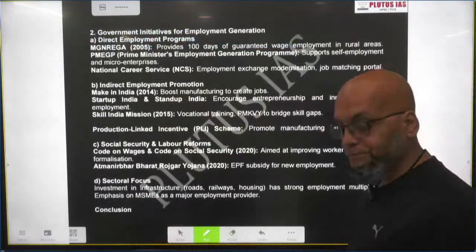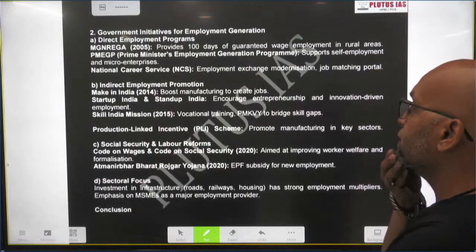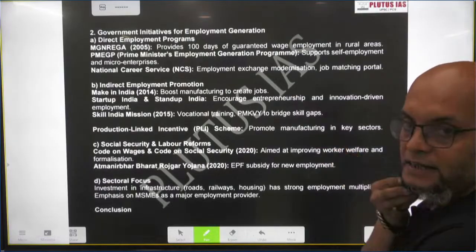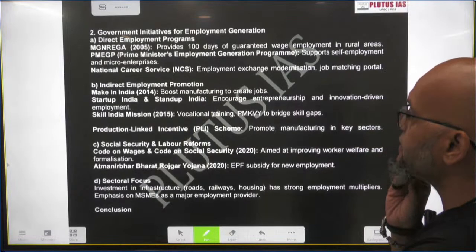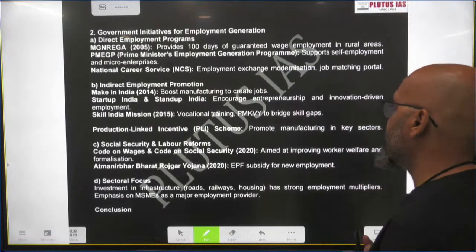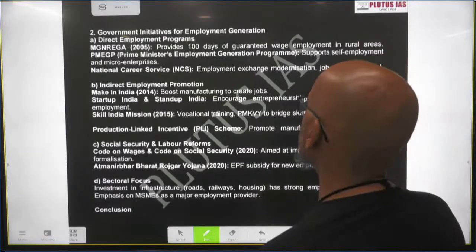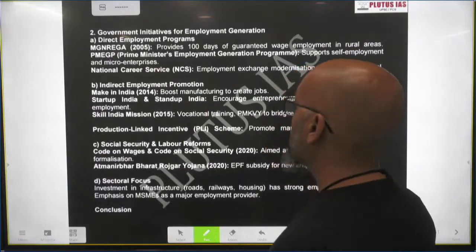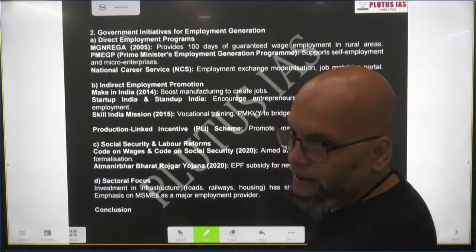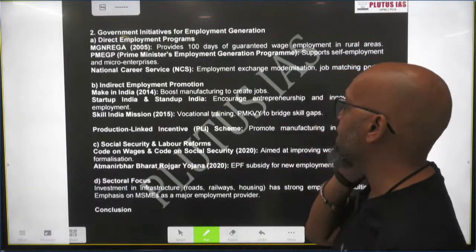Next, government initiatives for employment generation. Direct employment program: Manrega, as I told you, provides 100 days of guaranteed wage employment in rural areas. Then Prime Minister's Employment Generation Program, PMEGP, supports self-employment and micro-enterprises. Then National Career Services, NCS, Employment Exchange modernization, job matching portals. Indirect employment promotion: Make in India 2014, boost manufacturing to create jobs, Startup India and Stand Up India.